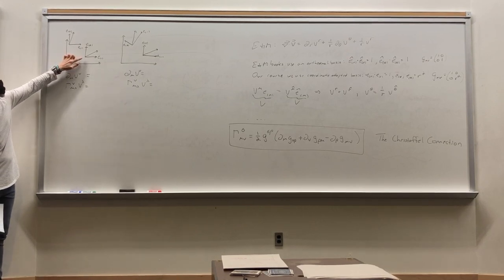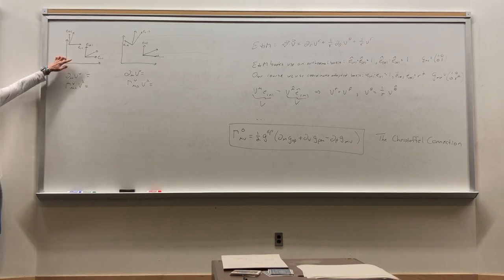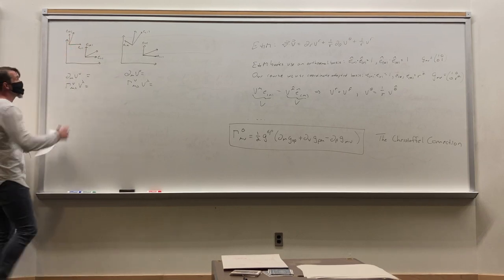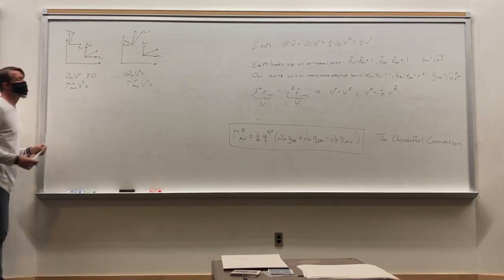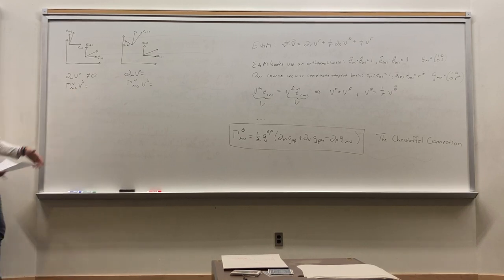So the derivative is measuring the change as I go from here to here. Okay? So are the components the same when I go from here to here? No, they're different. I mean, this has obviously got more of an E1 component than this does. So this is not zero. This describes the changing of the frame. Does the frame change? This is zero.